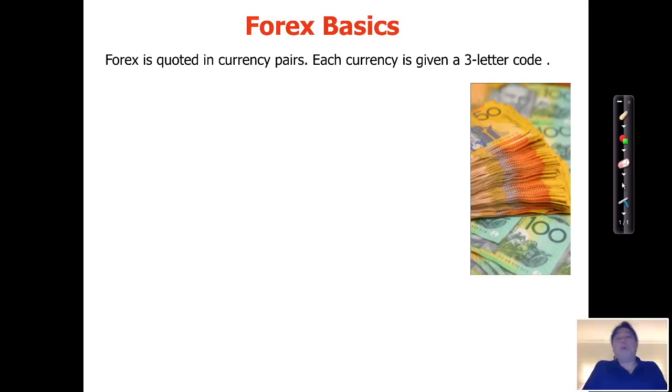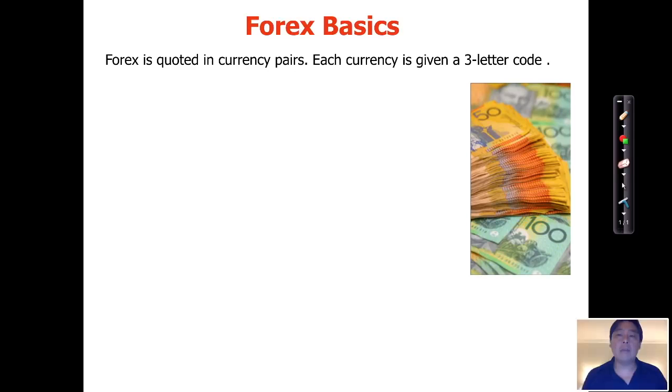Let's move on. Forex basics. If you know nothing about Forex, understand that Forex is always quoted in currency pairs. It's unlike the stock market. In the stock market, you ask, what's the price of Facebook? Facebook's $160. That's one stock. But in currency, you can't ask what is the price of the US dollar. The price of the US dollar versus what? Versus the euro, versus the yen. So currency is always quoted in pairs, one currency being exchanged for another currency.